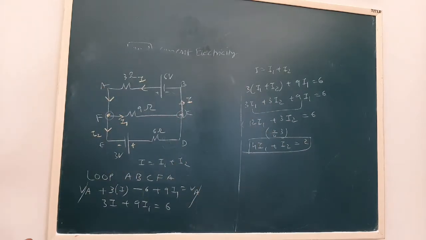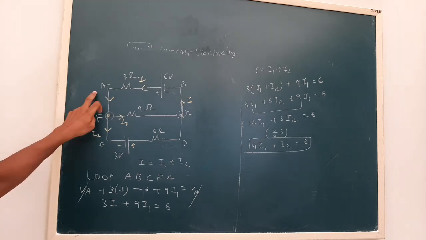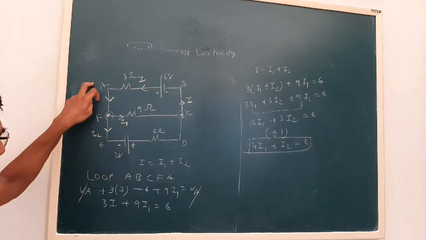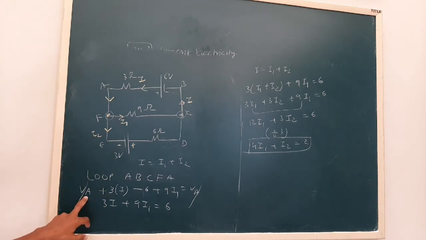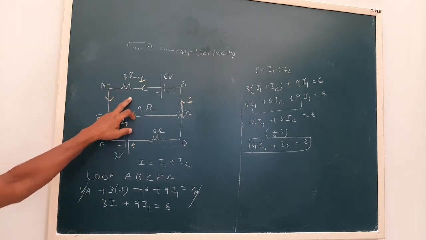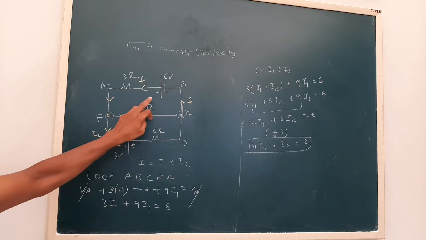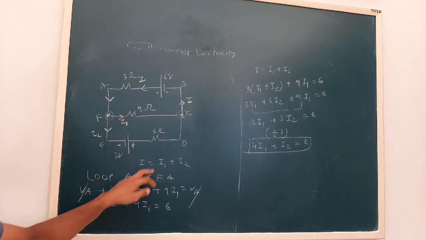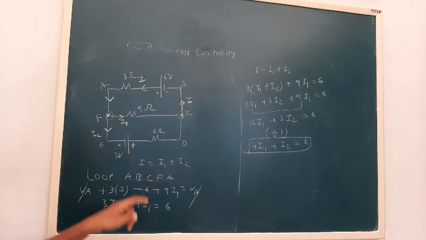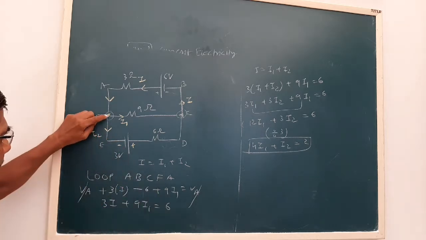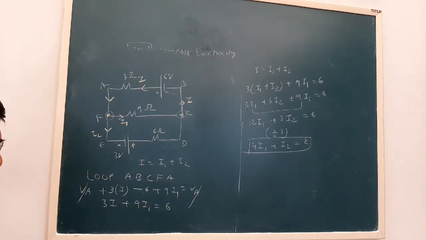Again, we move on the path A, B, C, F, A. The potential at A is VA. Here in the opposite direction of the current, that will be plus 3I. Plus 2 minus of the battery, that will be minus 6. In CF, opposite direction of the current, 9 I1. Come back to the same point, that is VA. Now, this will be 3I plus 9I1. This minus 6 will move to the right hand side.